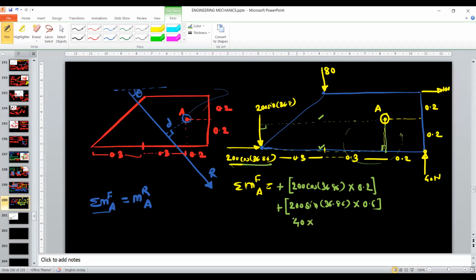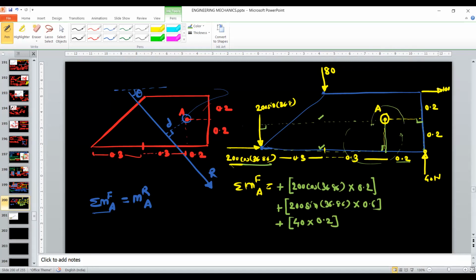Next is 40 Newton. So 40, just extend the line of action, and from this point, draw the perpendicular. This is the perpendicular distance. This distance is nothing but 0.2 meter. Force is 40, so 40 into 0.2. And again, this moment is anti-clockwise, so it is positive.